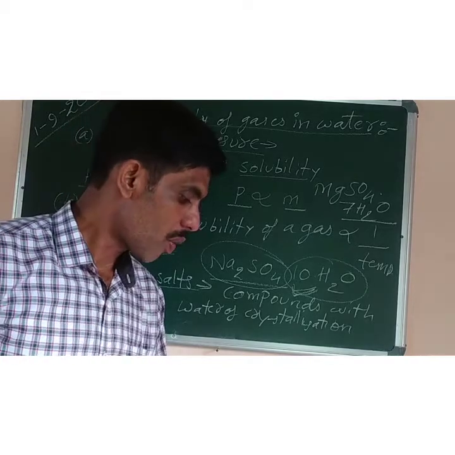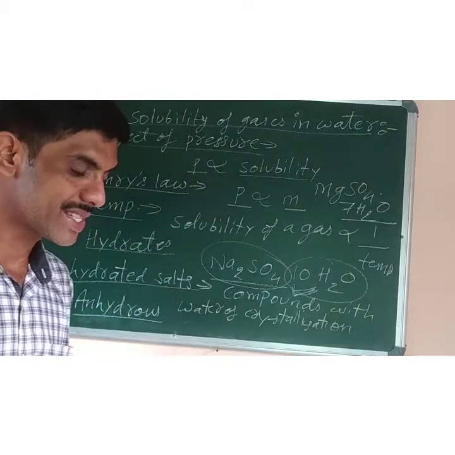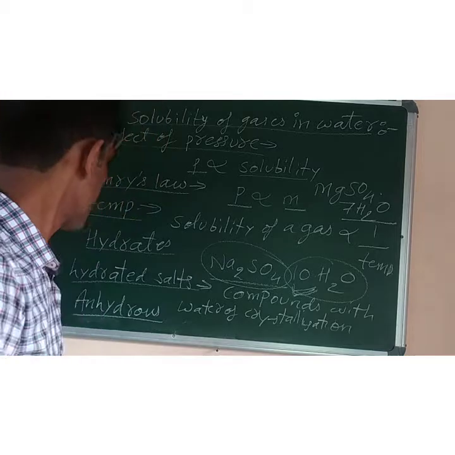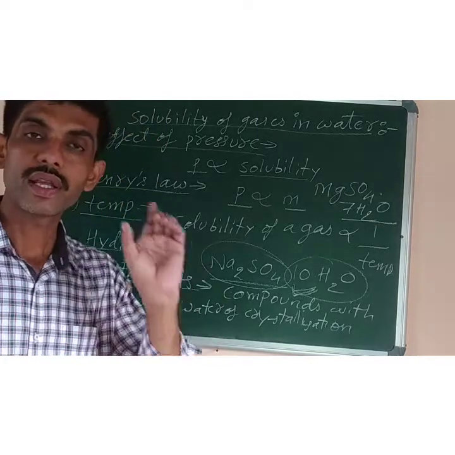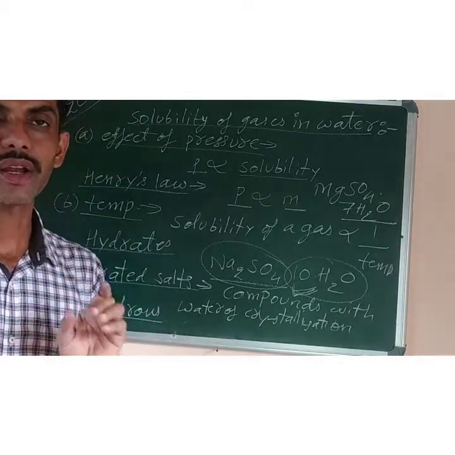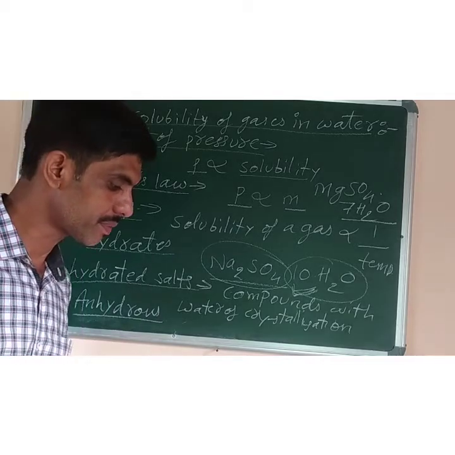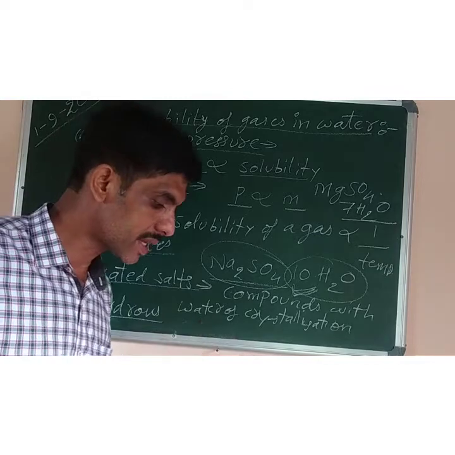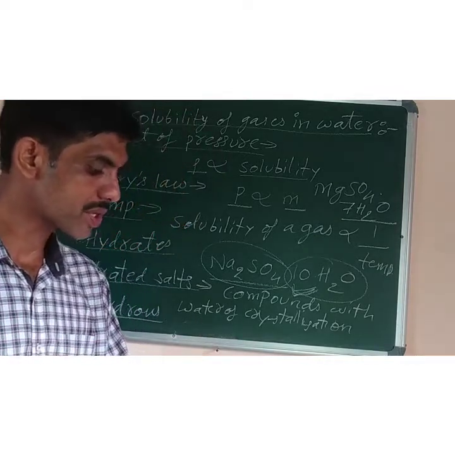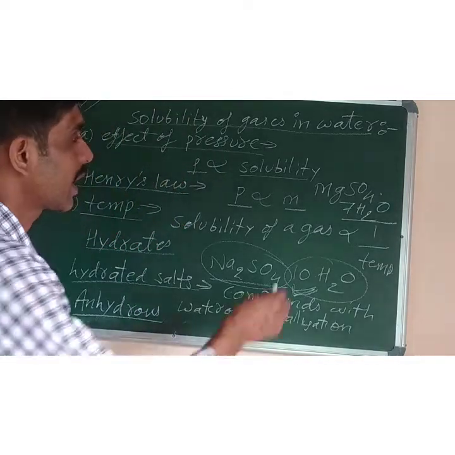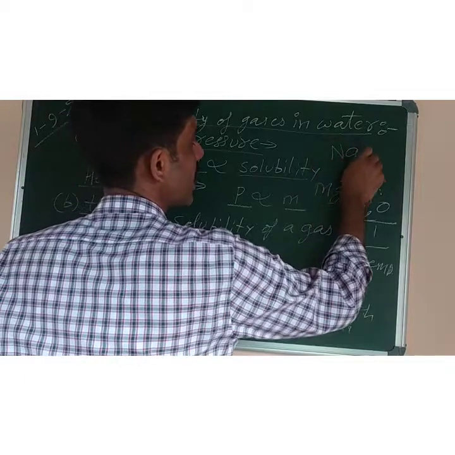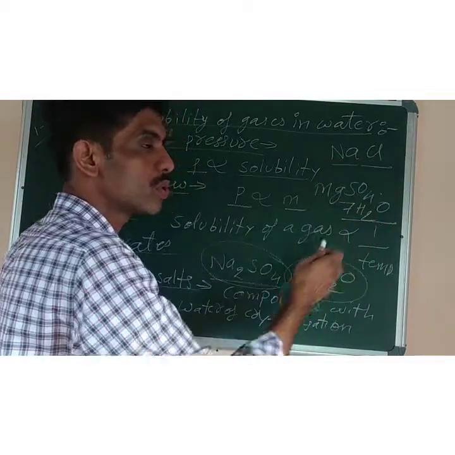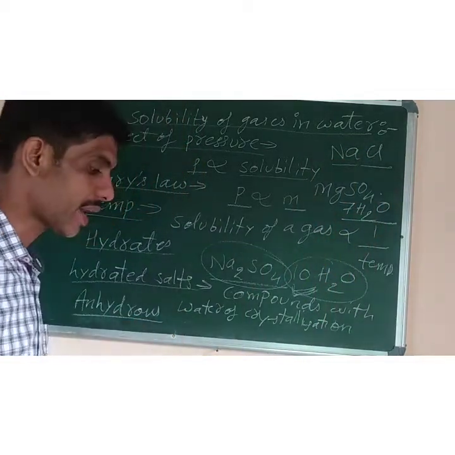Then, what are anhydrous substances? Next, we have to study anhydrous. Just now we studied that substances that do not contain water of crystallization are known as anhydrous substances. An example of an anhydrous compound is sodium chloride. Can you find any water molecule there? NaCl. There is no H2O. So NaCl is an example of an anhydrous substance.